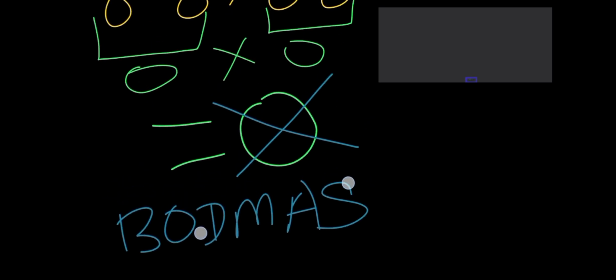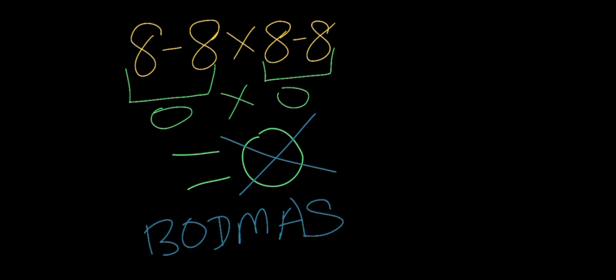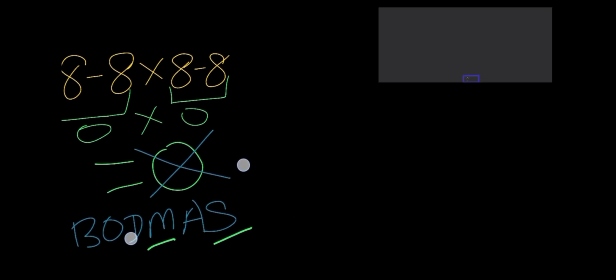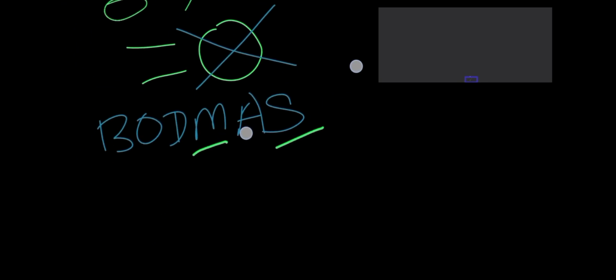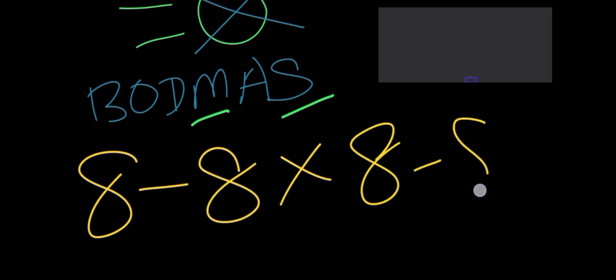Okay, so in this question, according to BODMAS, the order of operations, the first thing would be to multiply, because multiplication comes before subtraction. That is why the answer is wrong. So following the order of operations, let me write the question again. 8 minus 8 times 8 minus 8.